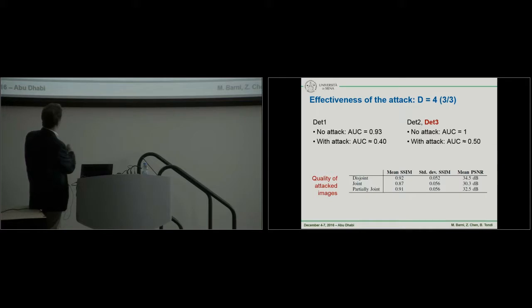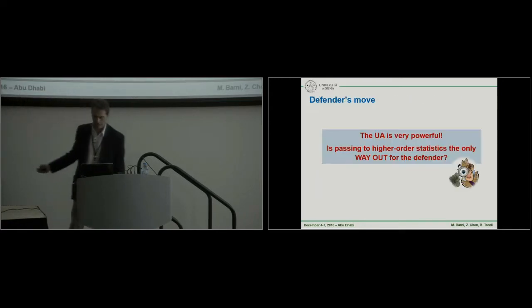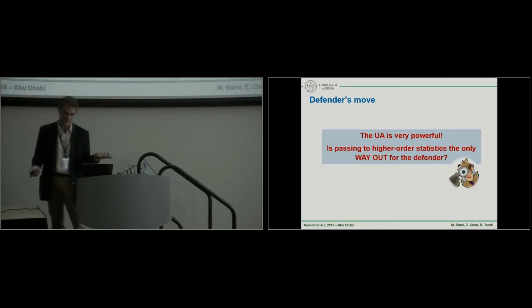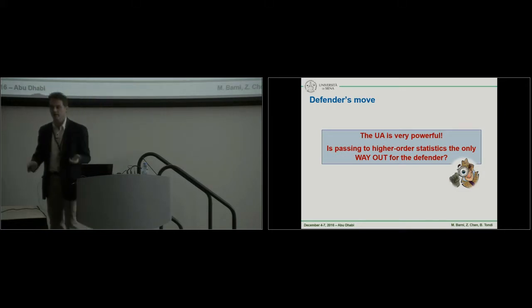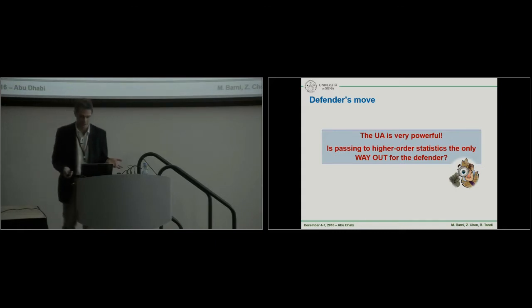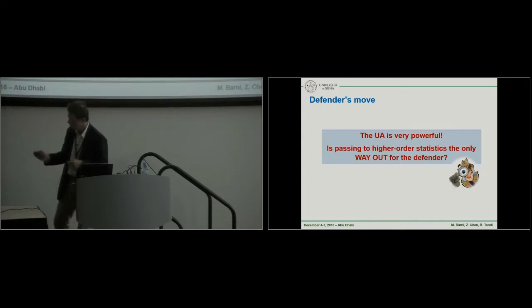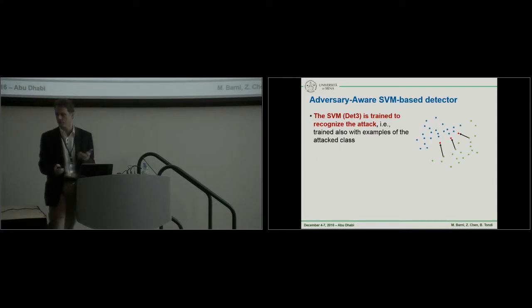With regard to quality, the quality is quite good because the mean PSNR is between 30 and 35 across the dataset. So now we have a very powerful attack, and what can we do as a defender? The first answer is obvious: we change the feature space. Here we are considering only first-order statistics in the density domain, so we could do better and pass to something like rich features or something that takes into account second-order statistics. But this is obvious. What I will propose here is something different, something that strangely has not been done very often in the literature, but it's quite obvious.